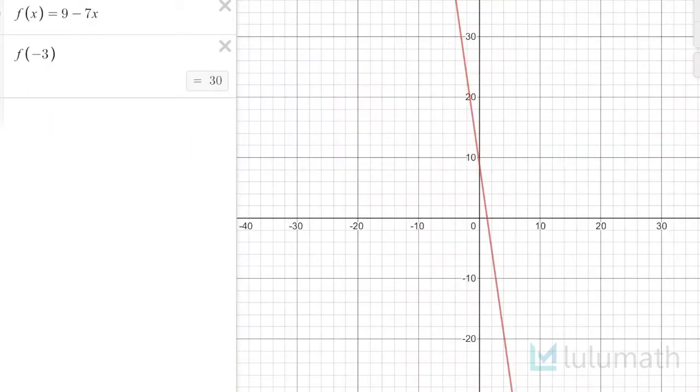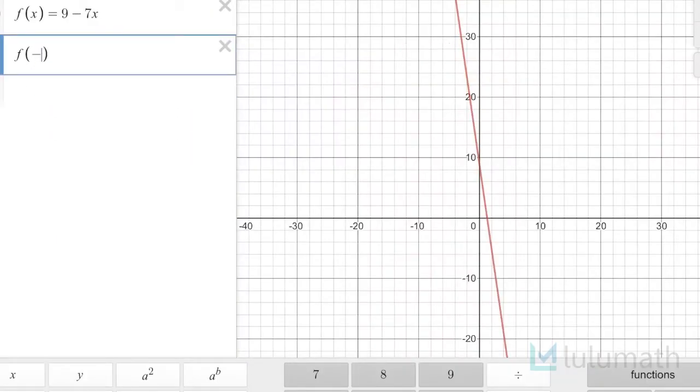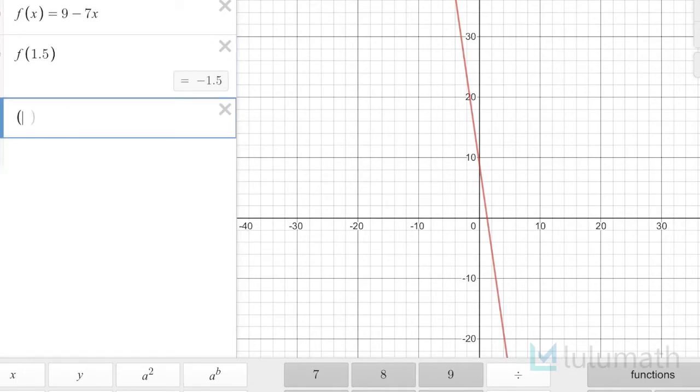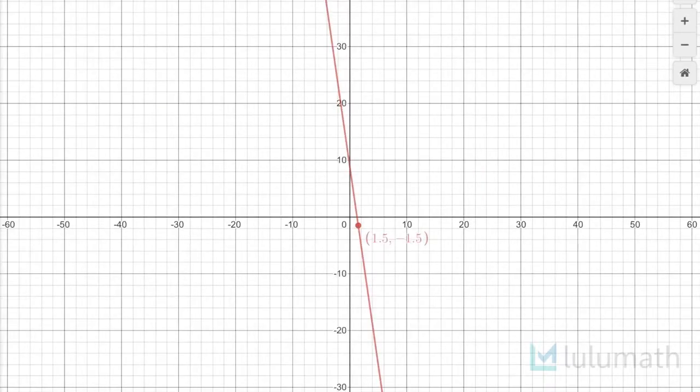So I can go right back into Desmos here, and I can delete this negative 3 here and put 1.5. So now I know my input is 1.5, my output is negative 1.5. So it's the same idea. 1.5, negative 1.5 is a coordinate on the graph of my function.